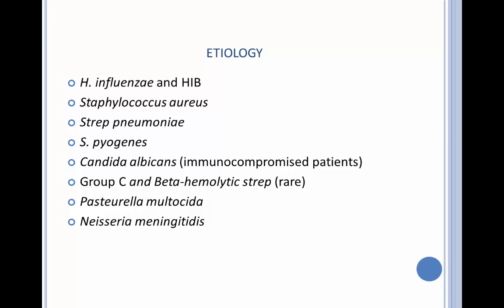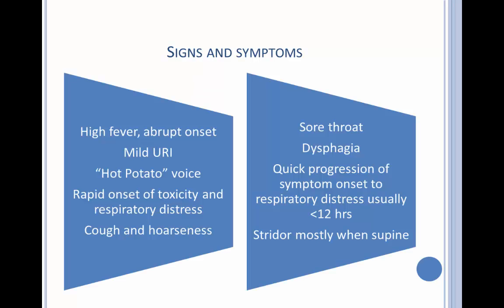Bacteria that have colonized the nasopharynx spread locally to the supraglottis, causing cellulitis. The inflamed structures mechanically obstruct the airway, increasing the work of breathing, causing respiratory failure. Clearance of inflammatory secretions is also impaired. So patients have a high fever of abrupt onset, sore throat, odynophagia, painful dysphagia that is abrupt.